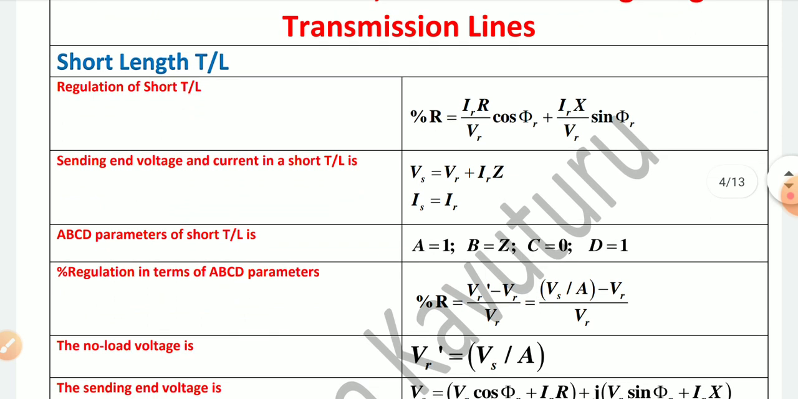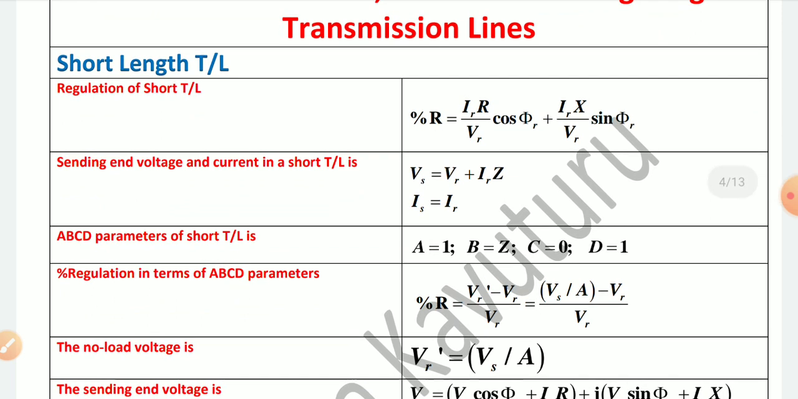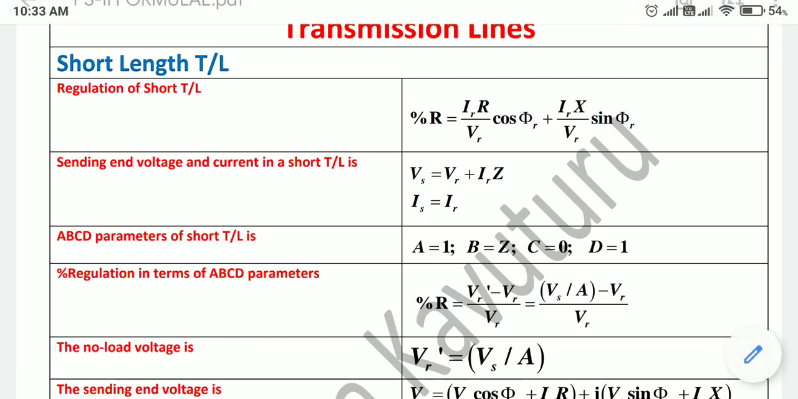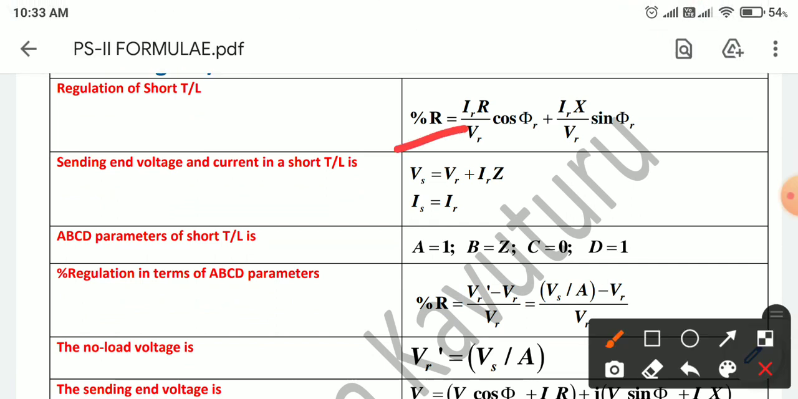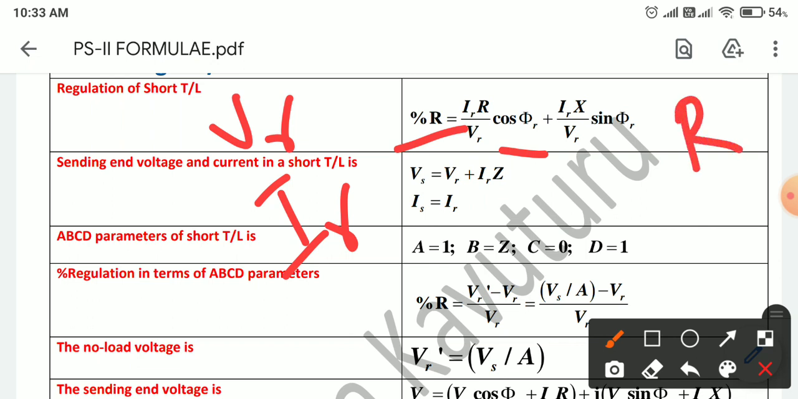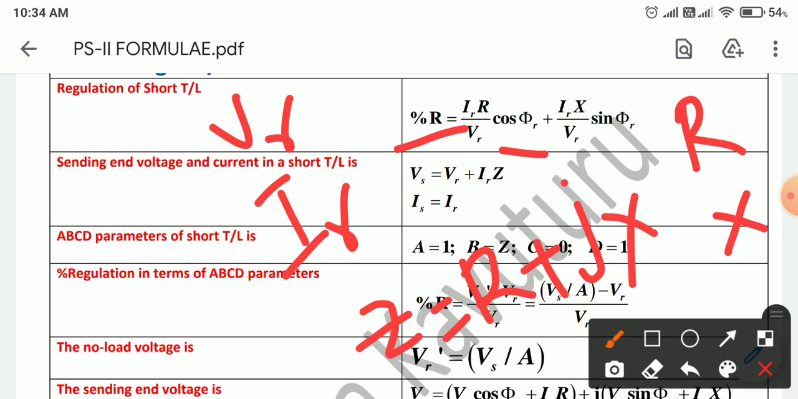How to calculate regulation? Regulation of a transmission line is given by this formula: percentage regulation is equal to IR into R by VR into cos phi R plus IR into X by VR into sin phi R, where VR is the receiving end voltage, IR is the receiving end current, capital R is the resistance of the transmission line, X is the reactance of the transmission line. Therefore, Z is equal to R plus jX is the impedance of the transmission line.